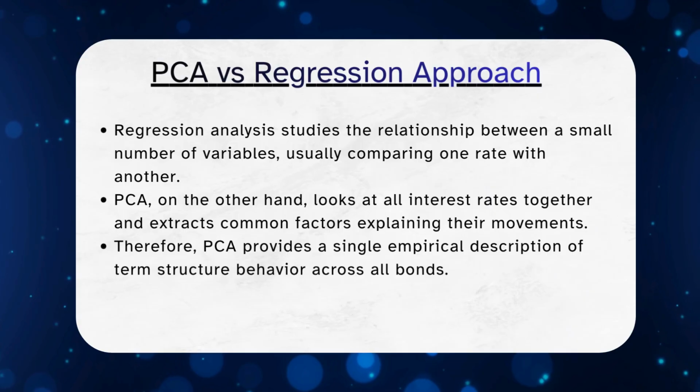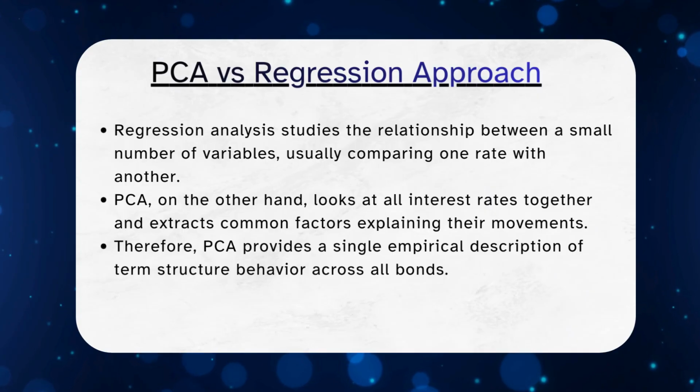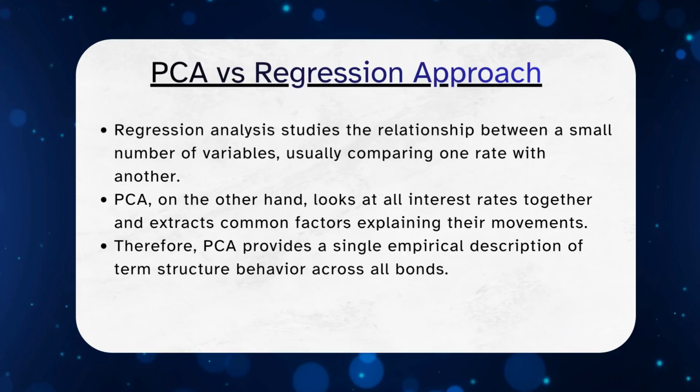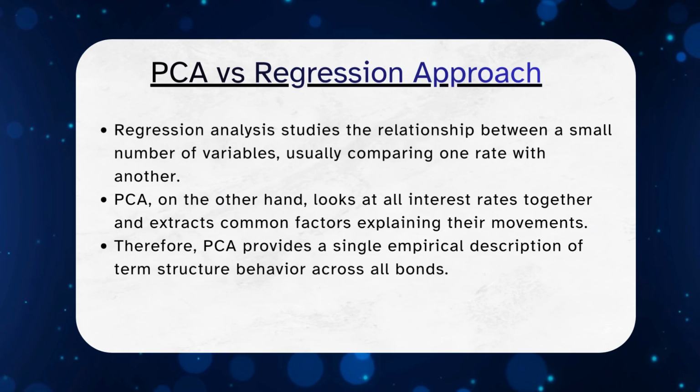Traditional regression analysis usually studies the relationship between a small number of variables. For example, we might try to explain the change in one interest rate using the change in another interest rate. The regression formula shown here represents this type of relationship between two variables. In simple terms, it measures how sensitive one rate is to the movement of another.